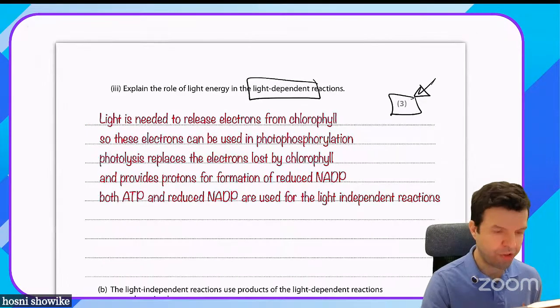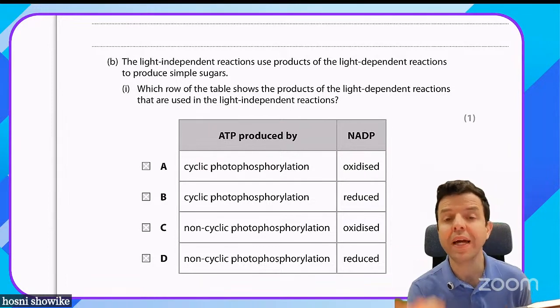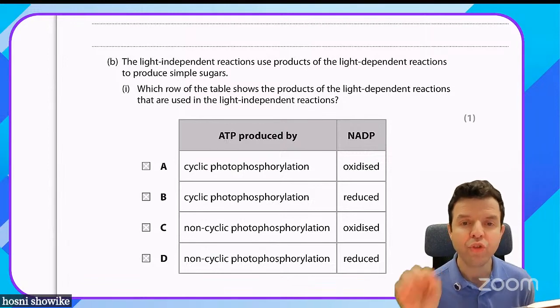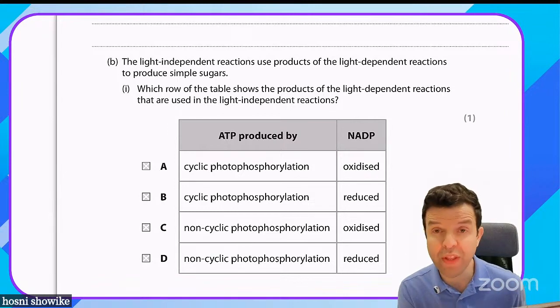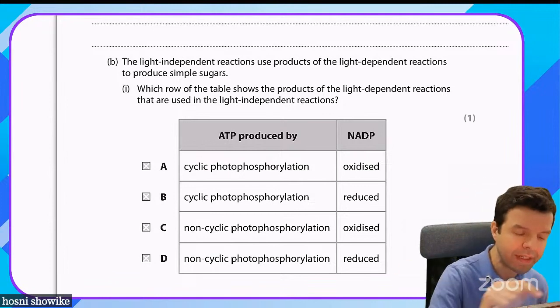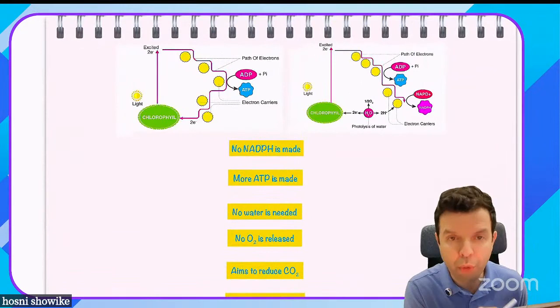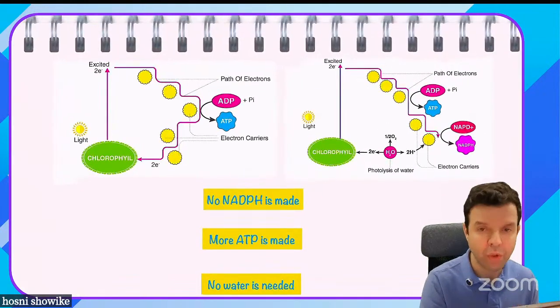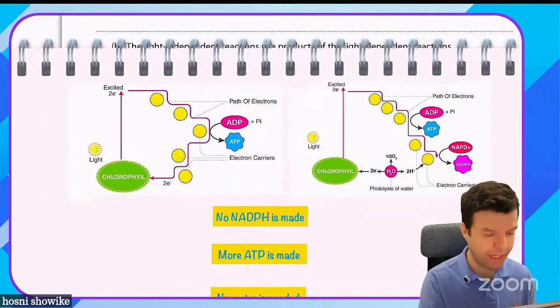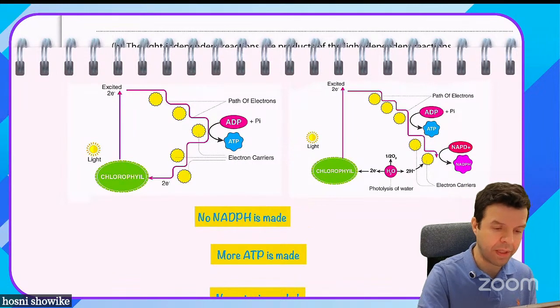My other question here is a multiple choice. They said the light-independent reaction uses products from the light reactions. Which row in the table shows the products of light-dependent reactions? With photosynthesis, we have two forms, the cyclic and non-cyclic. Just be aware that when it's cyclic, the whole purpose of cyclic phosphorylation is to make ATP. Here's a quick comparison between the two forms of light reactions. If it says no NADPH is made, that goes with cyclic, so I'm going to put it here at cyclic.